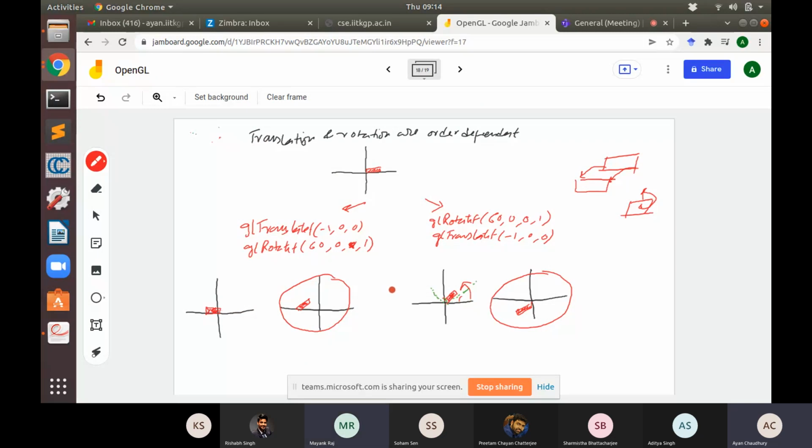Z axis or y? Sorry, it's very low. Your voice is very low. Can you please turn on Sir, your is it z axis or y axis?